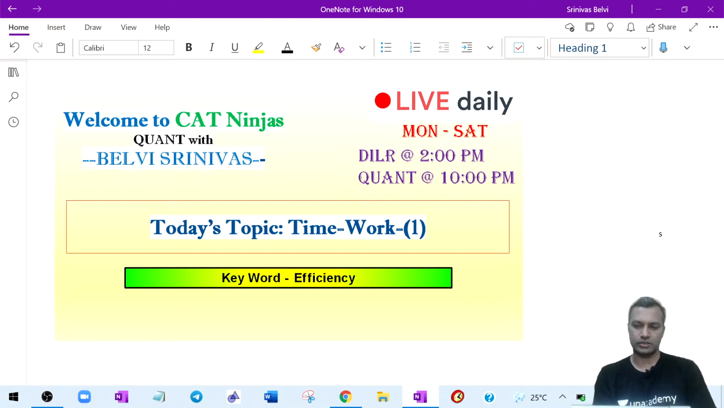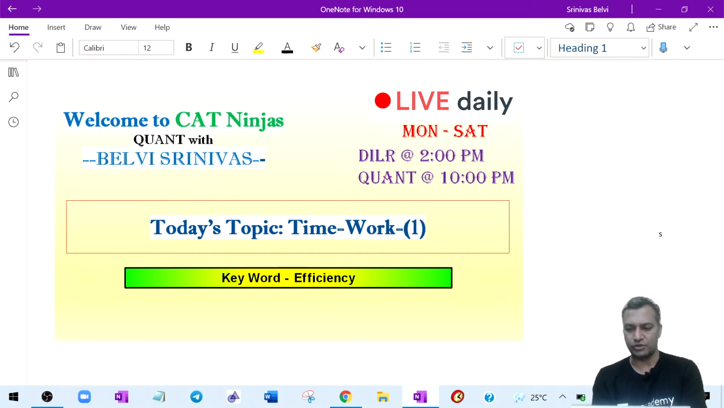Welcome to Cat Ninjas. We'll continue our study on the most important and impactful topics that appear in CAT and some of the good exams like XAT and IIFT, etc. In the afternoon at around 2ish, we'll be doing the impactful concepts from LRDI, and in the night at 10, we are doing some quantitative study.